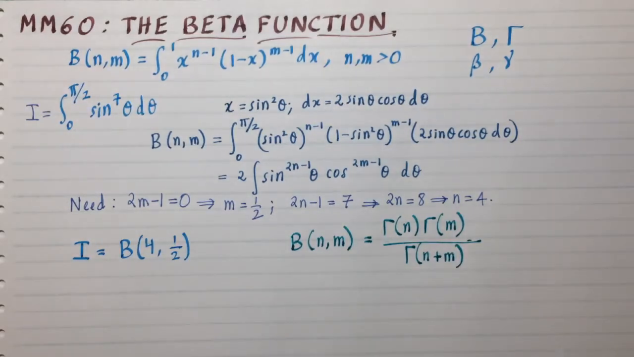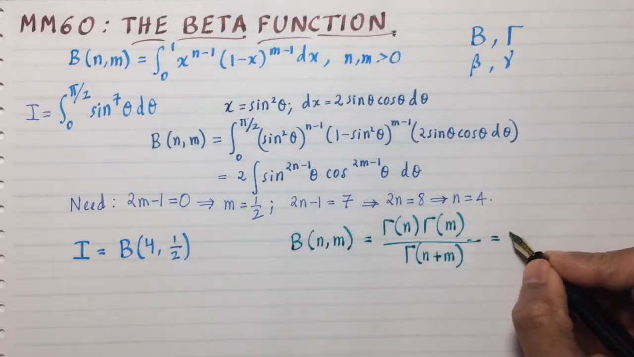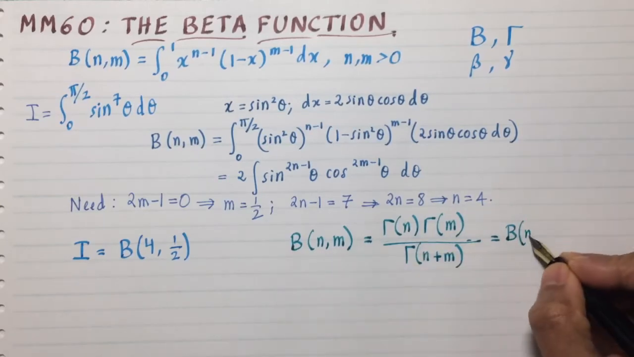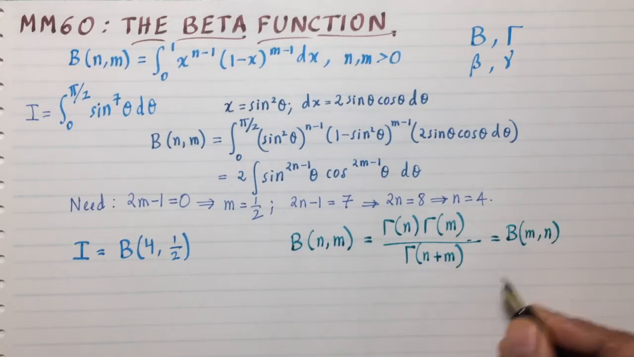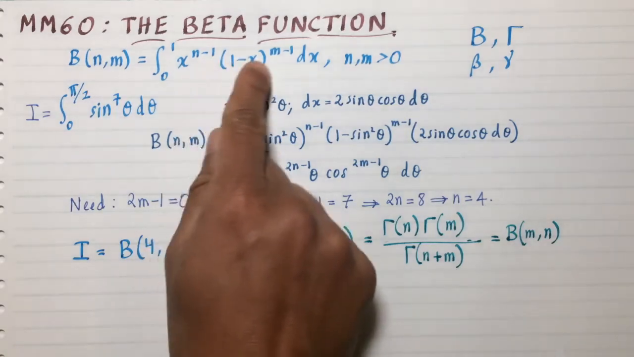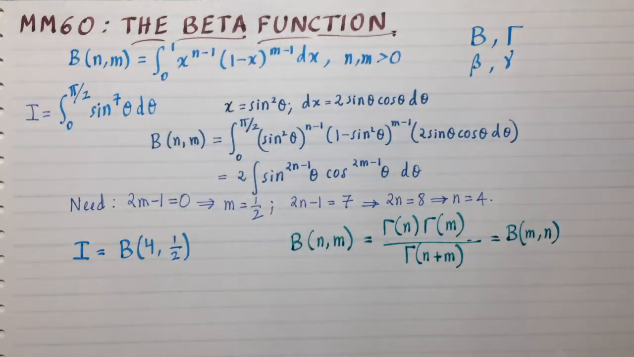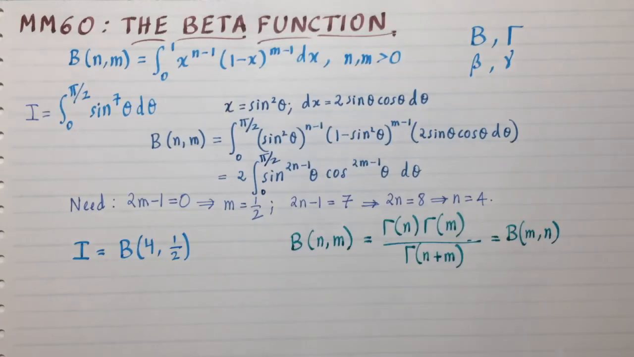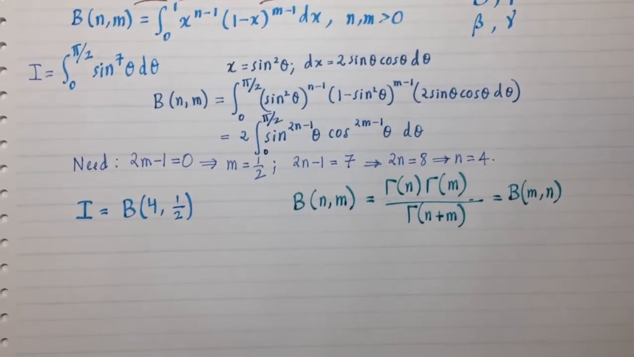So I can write beta in terms of gamma like that, and here you can immediately see that there's a symmetry between beta n, m and beta m, n. So from this expression you can readily see the symmetry, whereas here you need a change of variables to see that symmetry. Here too you need a change of variables. That's a limit 0 to pi by 2 here. So we can use this formula to get any further with this problem.